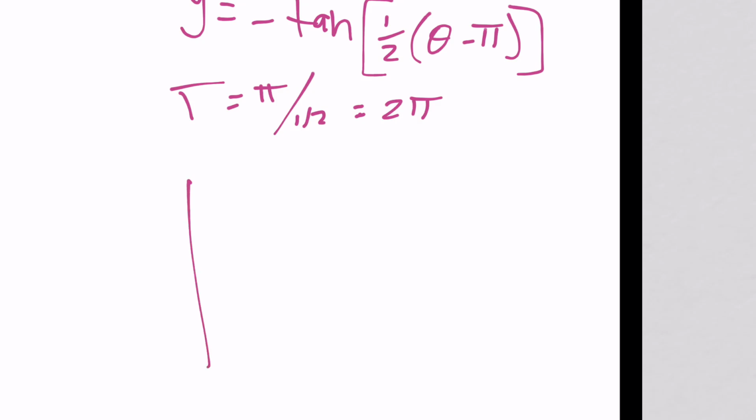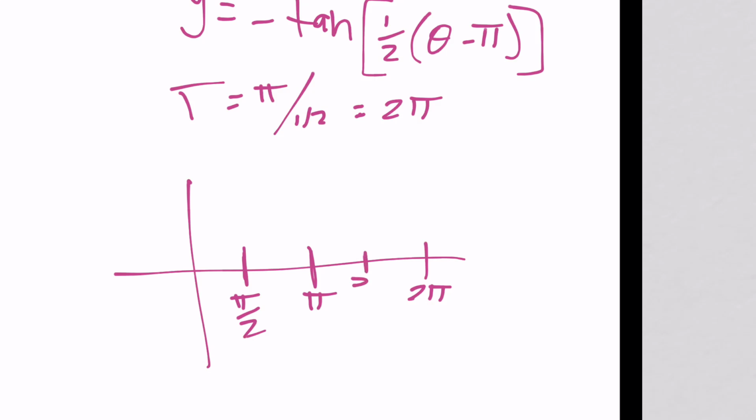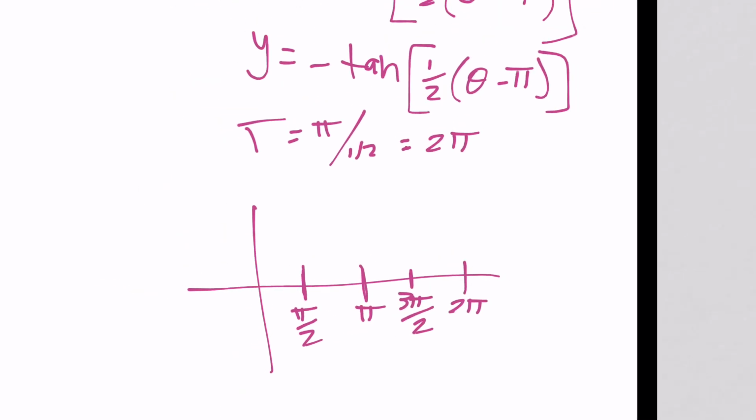So let's go boombity boombity. Full period is 2 pi. Half period is pi. Quarter period is pi over 2. 3/4 period is 3 pi over 2. So I've got a phase shift of pi, which means I'm starting my tan graph at pi, and a tan graph starts with a 0.